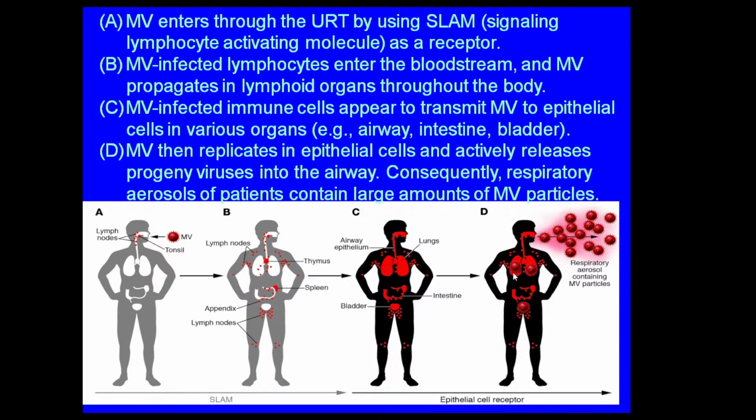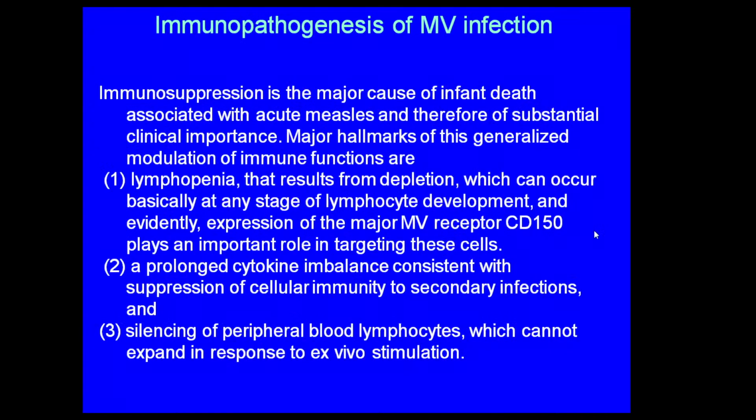And then when measles virus replicates abundantly in the epithelial cells, the virus will be actively released into the airways, and respiratory aerosol containing measles virus particles will be released, coughed out. And that's when the patients start to be highly contagious. Consequently, the respiratory aerosol of patients contains a very large amount of measles virus particles. So it is a virus with one of the highest epidemic indices.